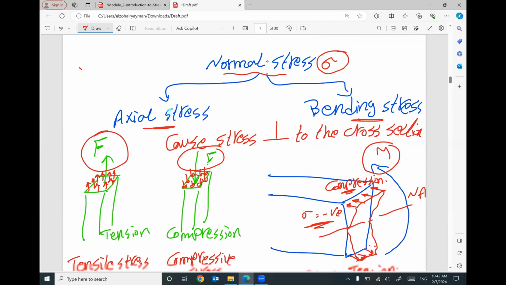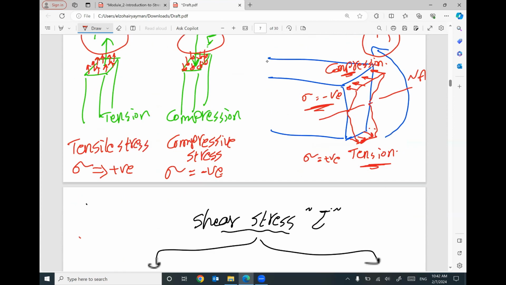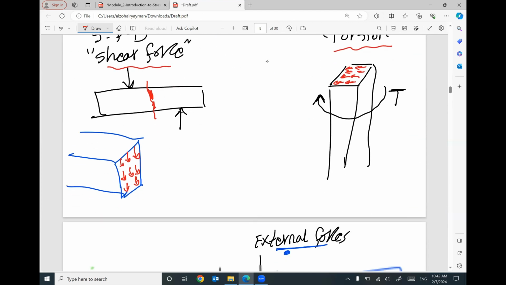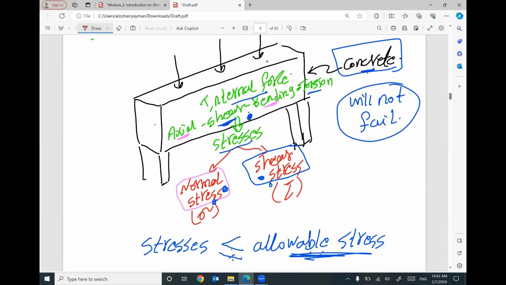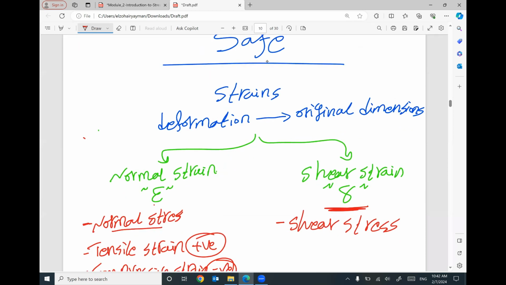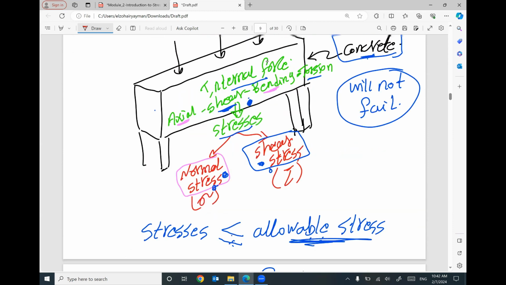We have normal stress, which can be axial stress if we have axial force, or bending stress if we have bending moment. We have shear stress caused by shear force or torsion. We have strains. These strains can be normal strain or shear strain. The normal strain is caused by normal stress. The shear strain is caused by shear stress. This story is very important.